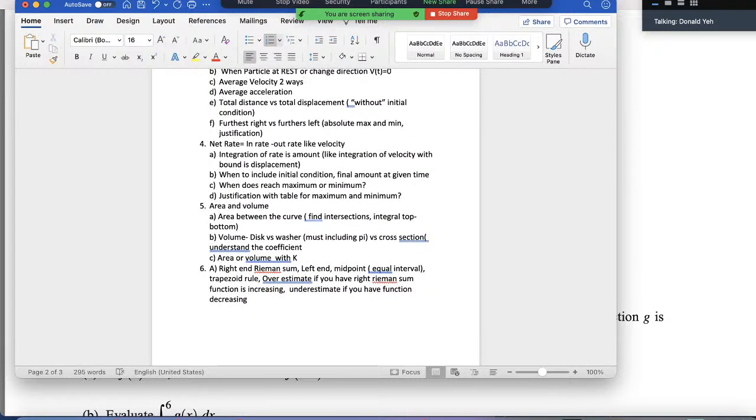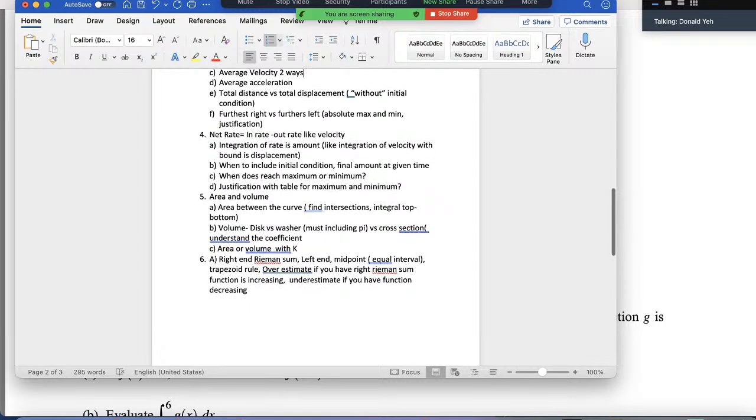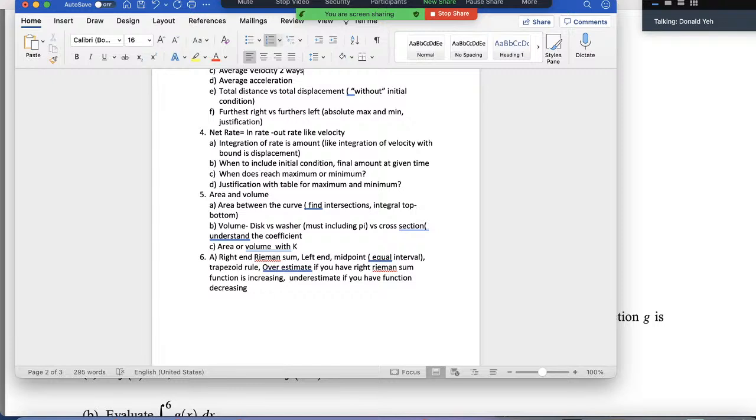Net rate is for sure, almost for sure guaranteed to appear. I don't know why they like that one a lot. But for net rate, yesterday in tutoring we talked about this: when they ask you for the minimum, just graph the in rate minus out rate. Do not do anything about integration. Integration is defining the amount.